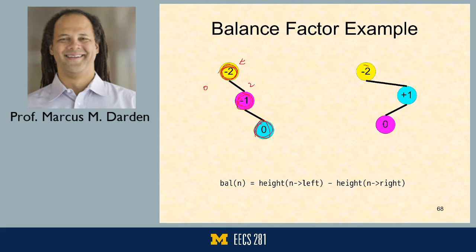Here I've got something that's going to be interesting for us as well. It's got a -2 because it's still got a height of 0 on the left and a height of 2 on the right. But this other internal node has now a height of 1 on the left and an empty or height of 0 on the right. So this gives me a +1 balance factor. So that's just an example of what those trees look like in shape with their balance factors attached to them.